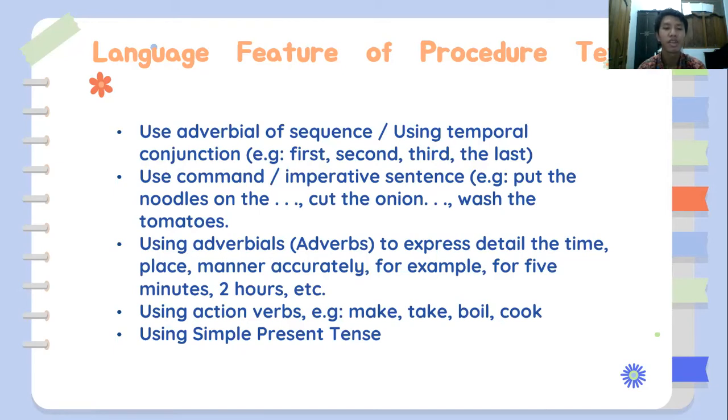the onion, wash the tomatoes, and so on. The third is using adverbials or adverbs to express details such as time, place, and manner accurately, for example, for 5 minutes, 2 hours, and so on. The fourth is using action verbs such as make, take, boil, cook, and so on. The last is using the simple present tense.